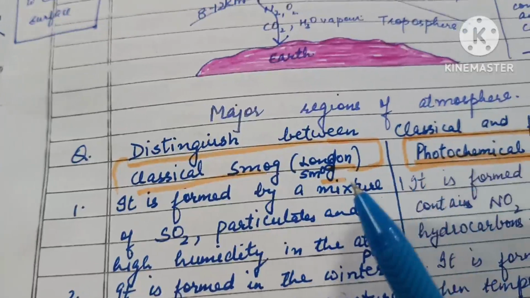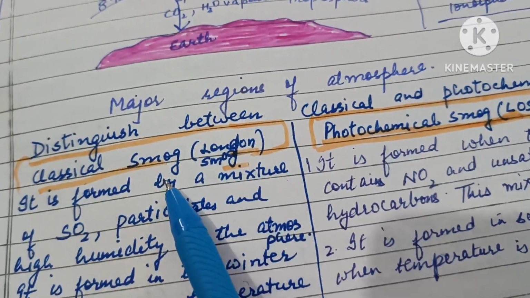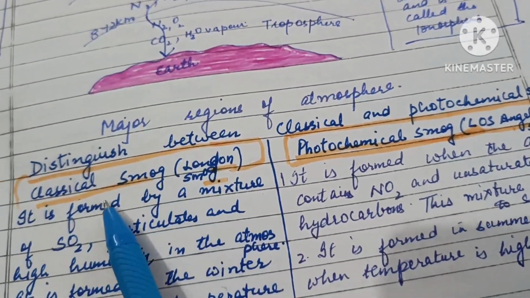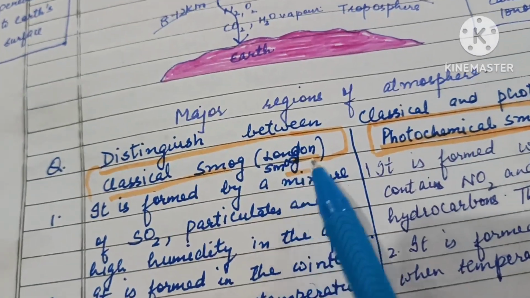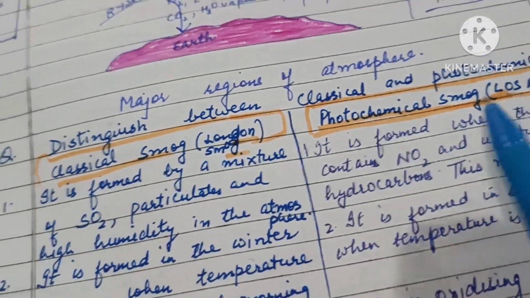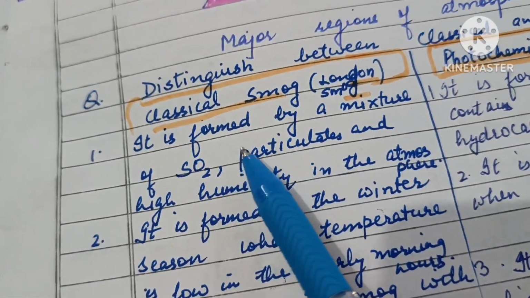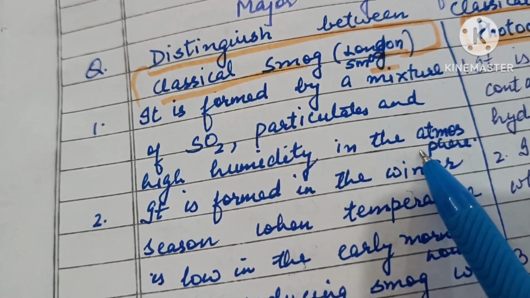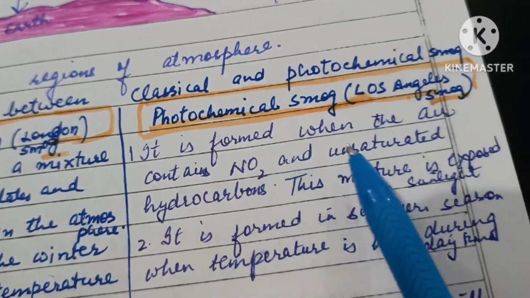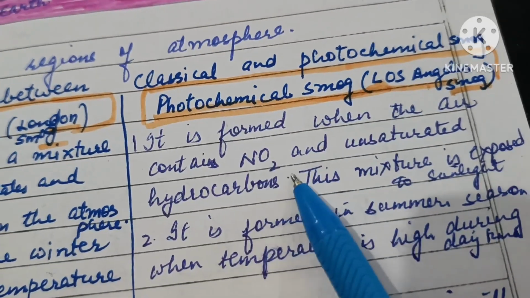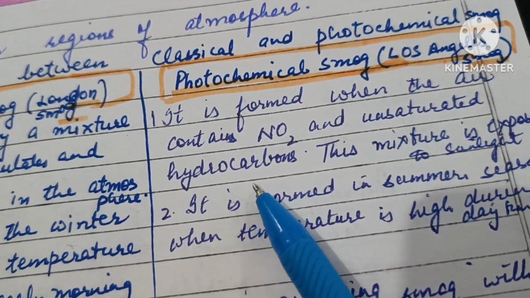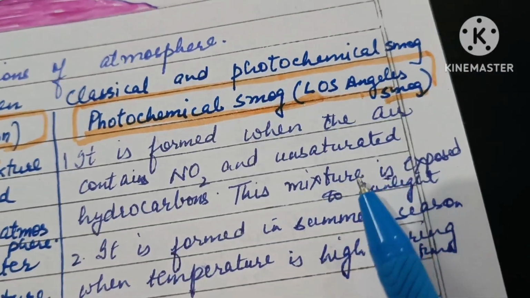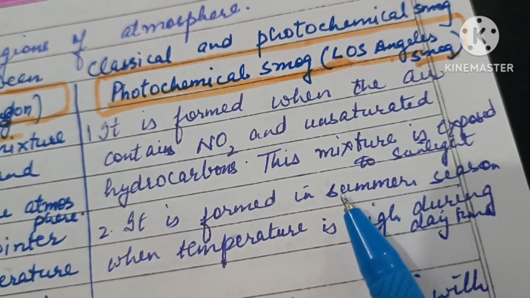Questions. Distinguish between classical and photochemical smog. Classical smog is also known as London smog. Photochemical smog is known as Los Angeles smog. Classical smog is formed by a mixture of sulfur dioxide, particulates and high humidity in the atmosphere. Photochemical smog is formed when air contains nitrogen dioxide and unsaturated hydrocarbons, and this mixture is exposed to sunlight.